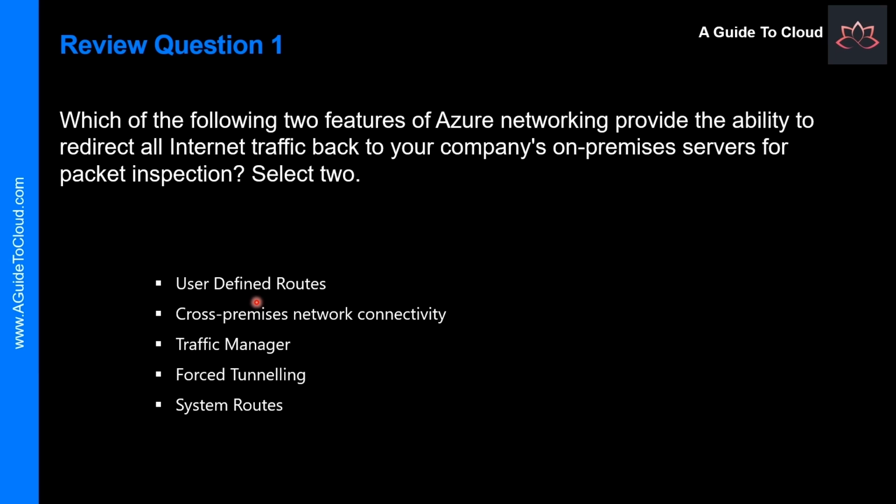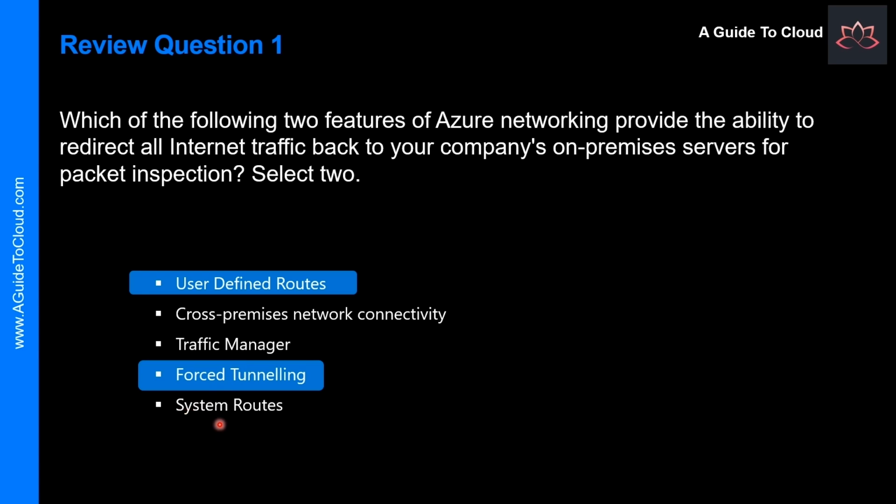Is it user-defined route? Absolutely correct. Is it cross-premises network connectivity? Definitely wrong. Is it traffic manager? No, traffic manager provides a different functionality altogether. Is it forced tunneling? Absolutely correct. And not system routes. So user-defined routes and forced tunneling are the correct answers.